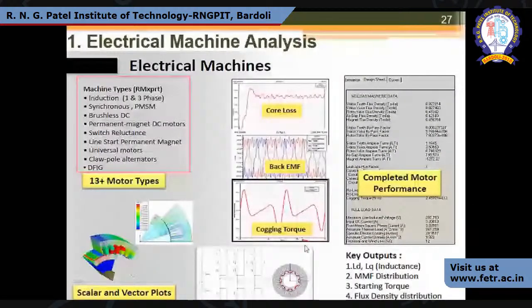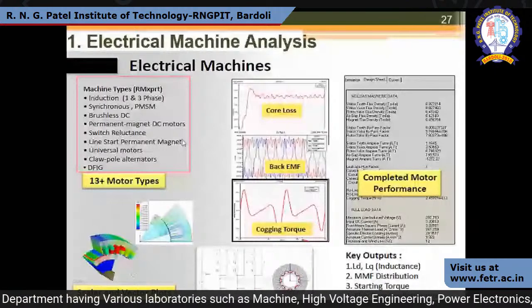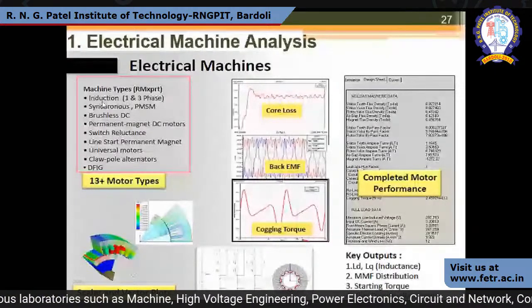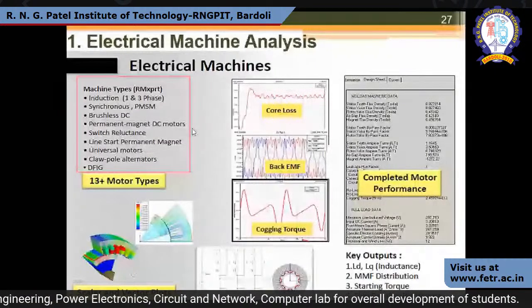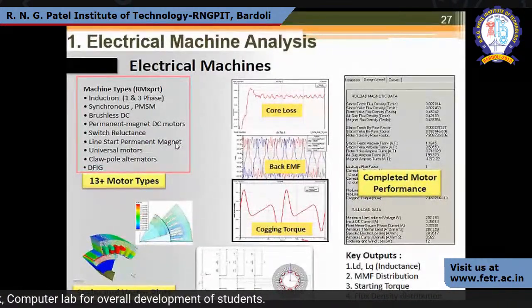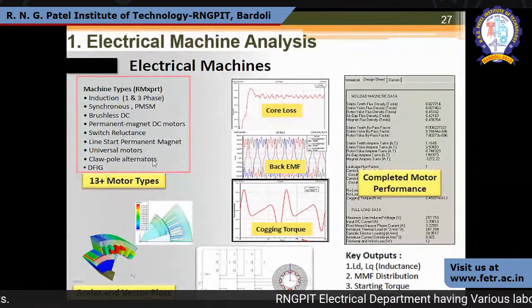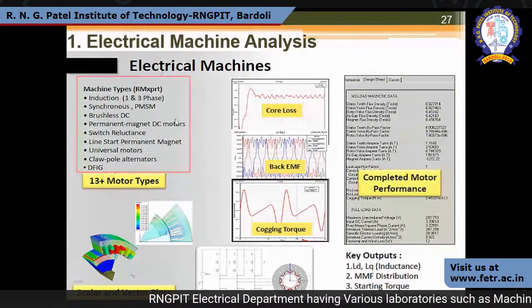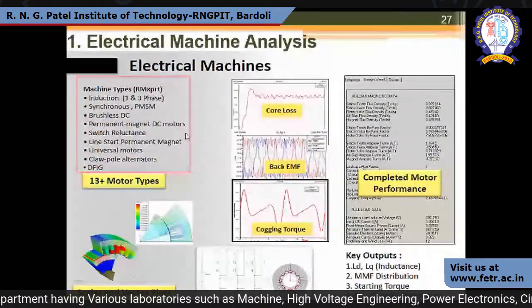So in case of the electrical machine analysis, in electrical machines, if we are focusing on the induction machine, synchronous machine, brushless DC machine, permanent magnet DC motors, switched reluctance motor, line start permanent magnet motors, universal motor, the alternators and doubly fed induction generator, all these types of machines we can analyze by using the ANSYS software.